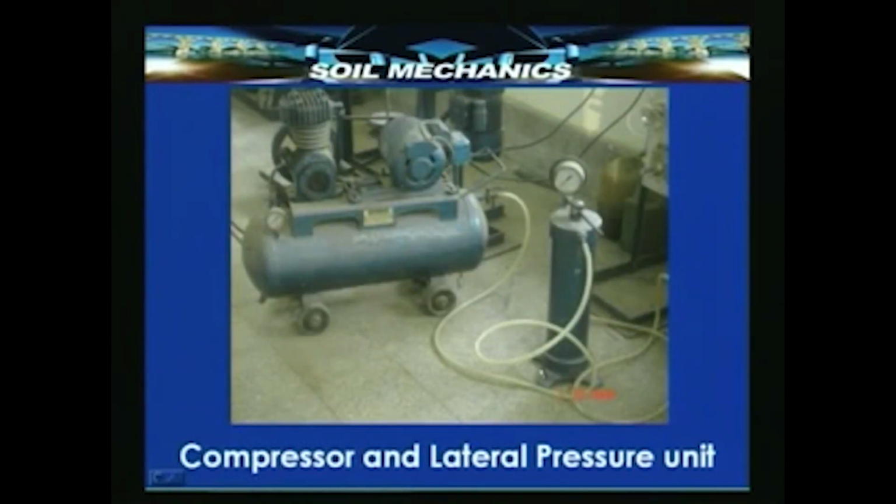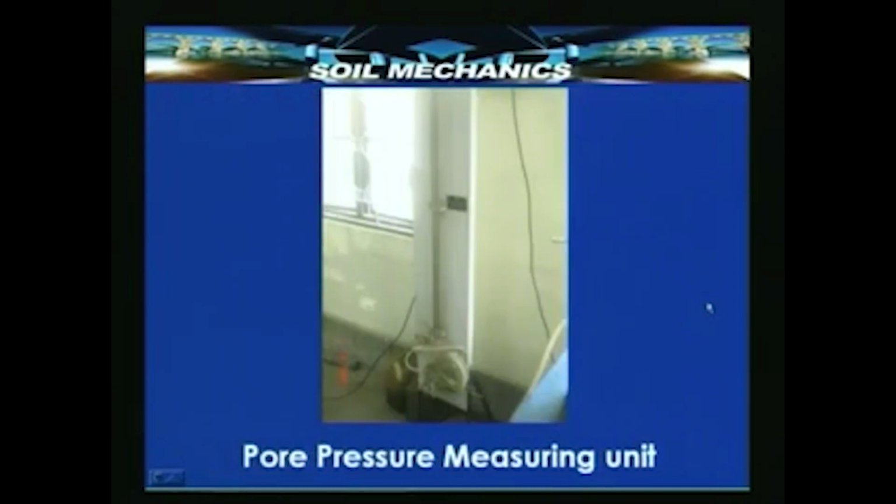Here we have slightly closer views of the compressor and the lateral pressure unit. The compressor develops the air pressure that is required to drive the water under pressure into the cell. From here the air pressure comes through this, and the pressure is applied to the water which goes out through this into the triaxial cell. This is the pore pressure measuring unit.